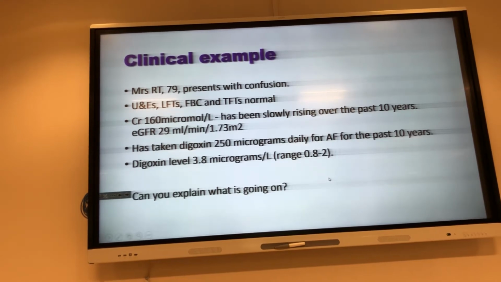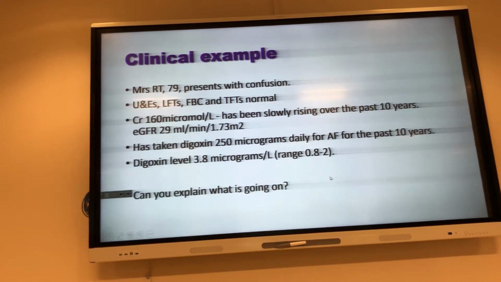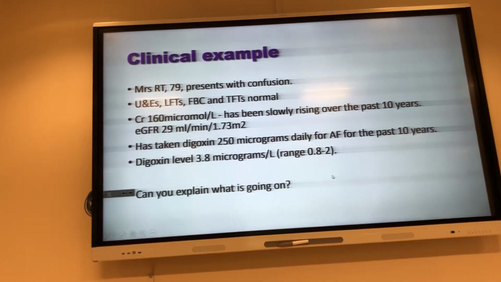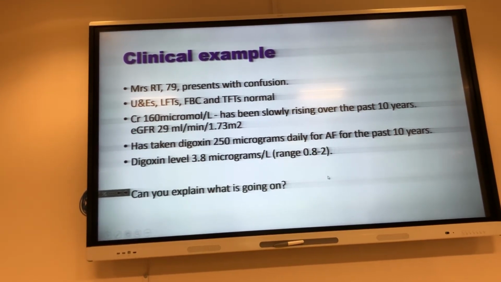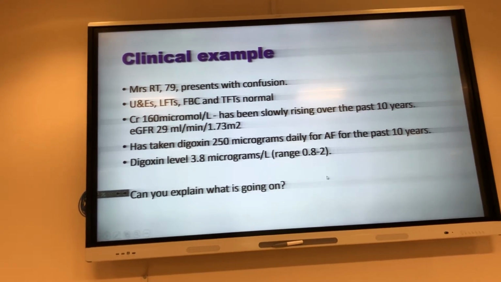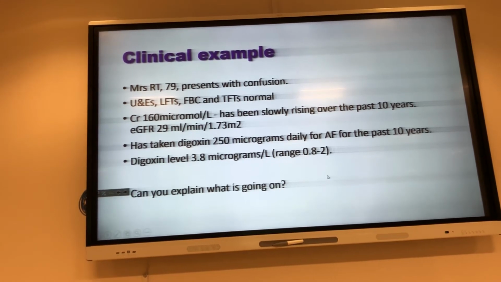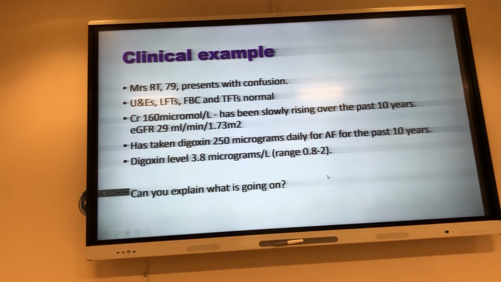Okay, so I have this clinical example. You can read it and tell me what's going on. Mrs. RT, 79, presents with confusion. U&E, LFTs, FBC, TFT are normal. Creatinine 160 micromole per liter, which has been slowly rising over the past 10 years. eGFR is 29. She has taken digoxin 250 micrograms daily for AF for the past 10 years. Digoxin level is 3.8 micrograms per liter. Can you explain what is going on?